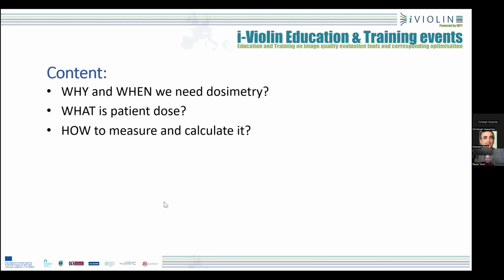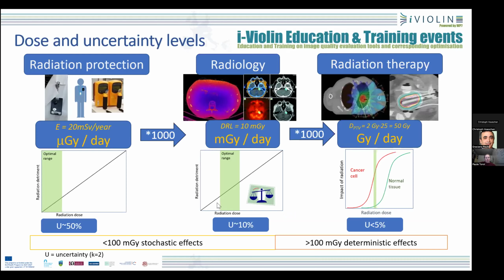So the content of the presentation is the following. So first we go through why and when we need dosimetry. And then we go very deep in the topic, what is actually the patient dose. And then we look at how the patient dose can actually be measured and calculated. So we start from the very general background, the use of radiation in the medical field, and just see where radiology belongs in this field.